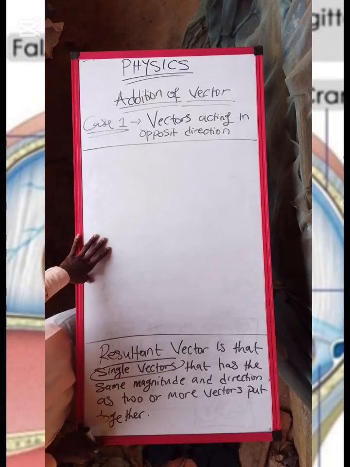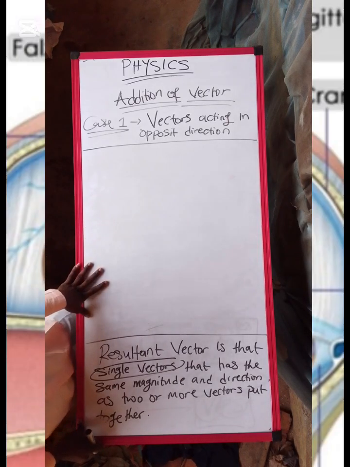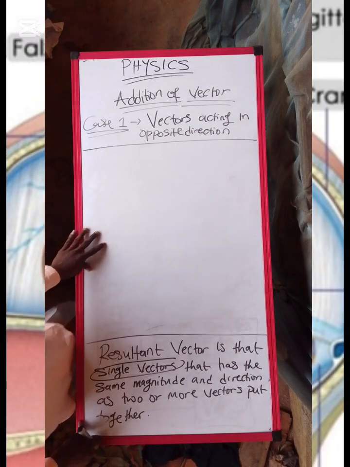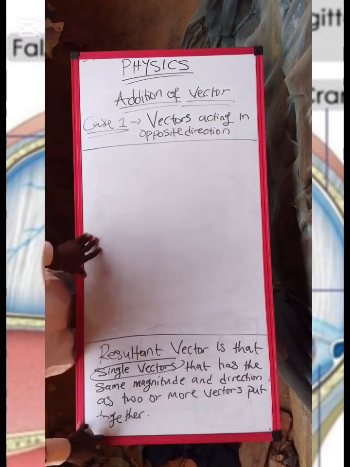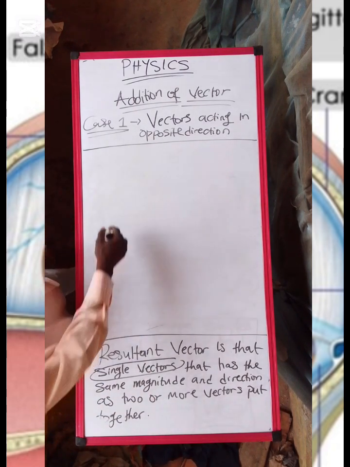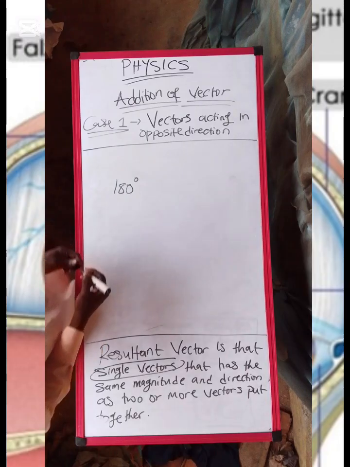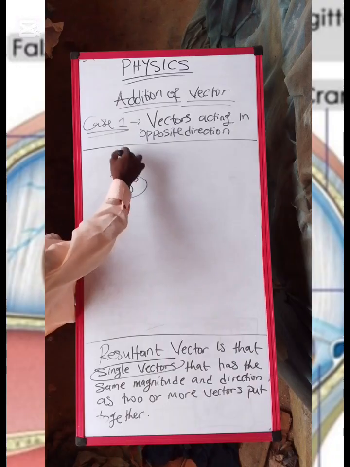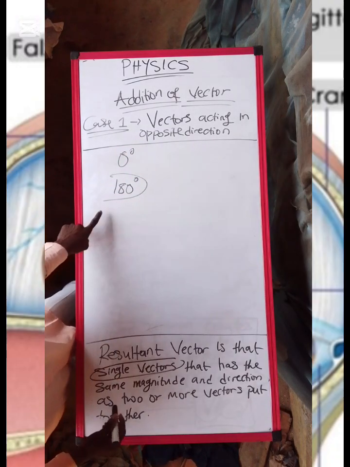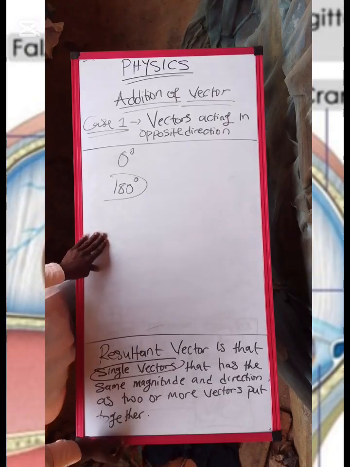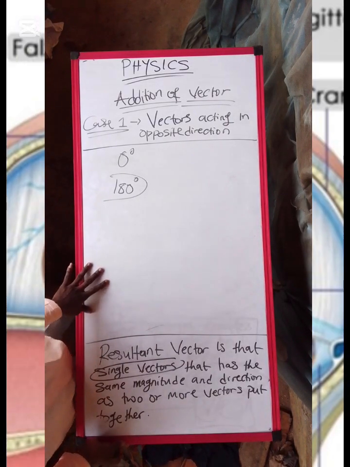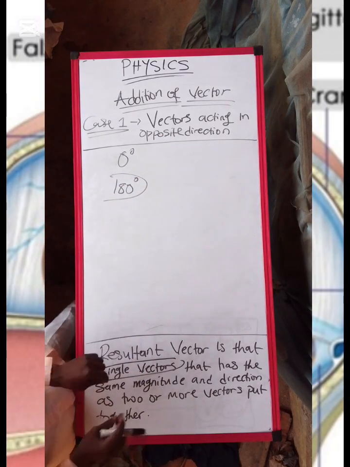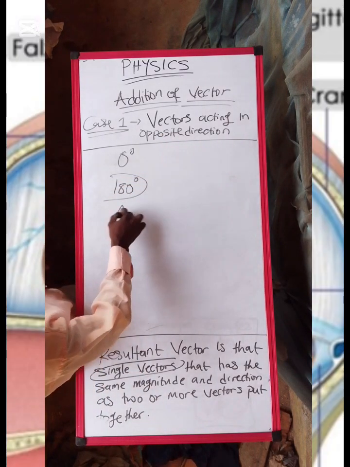Now we are looking at vectors acting in opposite direction. Take note that for vectors acting in opposite direction, the angle between them is 180 degrees, the same as the angle on a straight line. Remember that for the same direction it was 0 degrees. Now for opposite direction it is 180 degrees. These angles are very important, so make sure you don't forget them. Now having known the angle, what else do you need to know? Vectors acting in opposite direction are also called anti-parallel vectors.